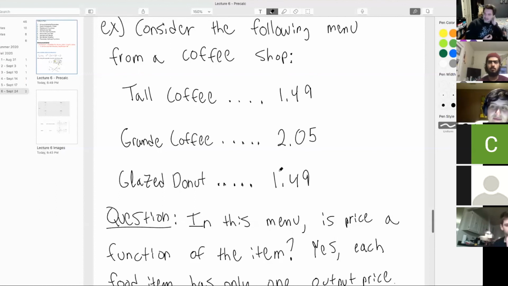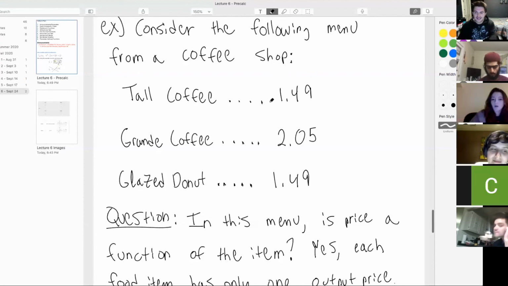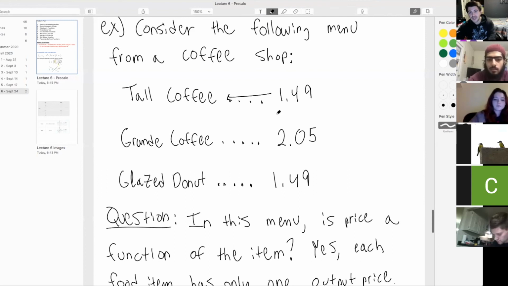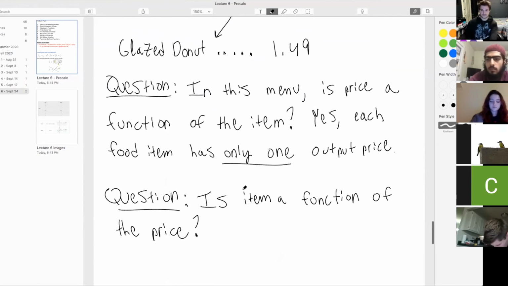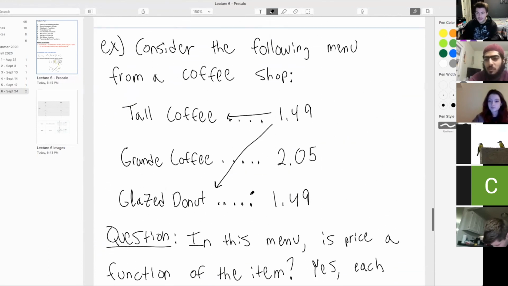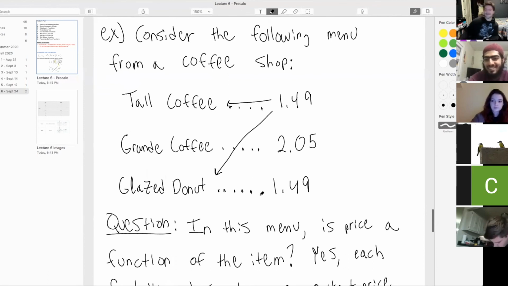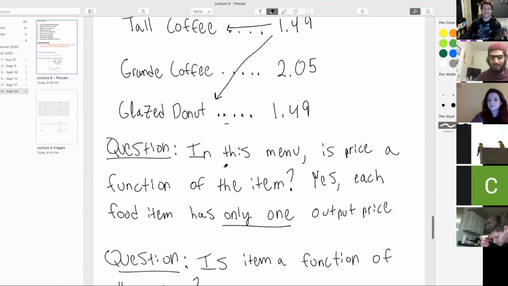Yeah, okay. Does someone want to explain or tell me what's up? Well, if the prices were the inputs, one input would have more than one output. 149 is tall coffee and the glazed donut. Correct. Exactly. So we do have a problem here. We have 149 going to two different things, tall coffee, but it's also going to glazed donut. Very good. That would actually be kind of a sweet deal. I get both of them. Yeah, that is a good deal.